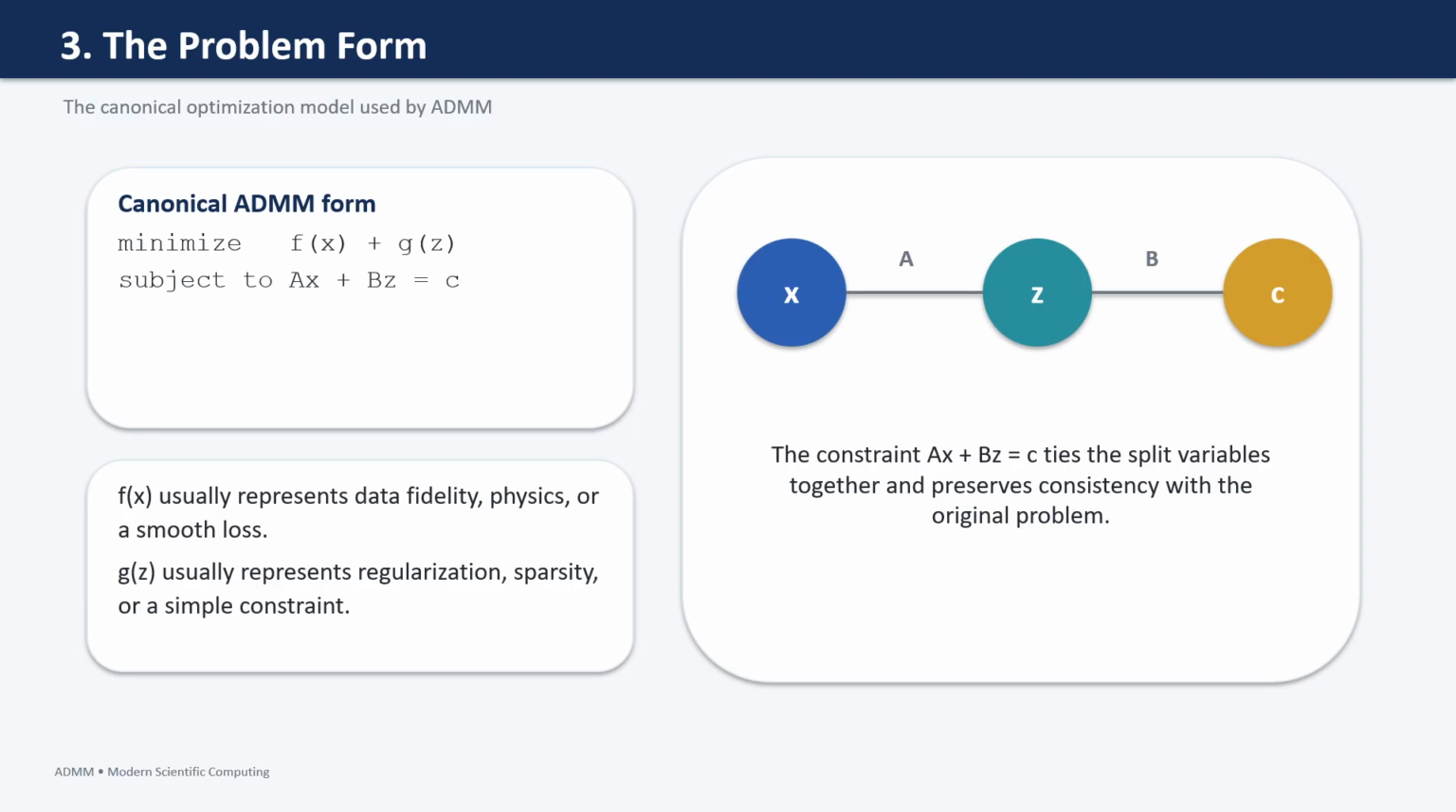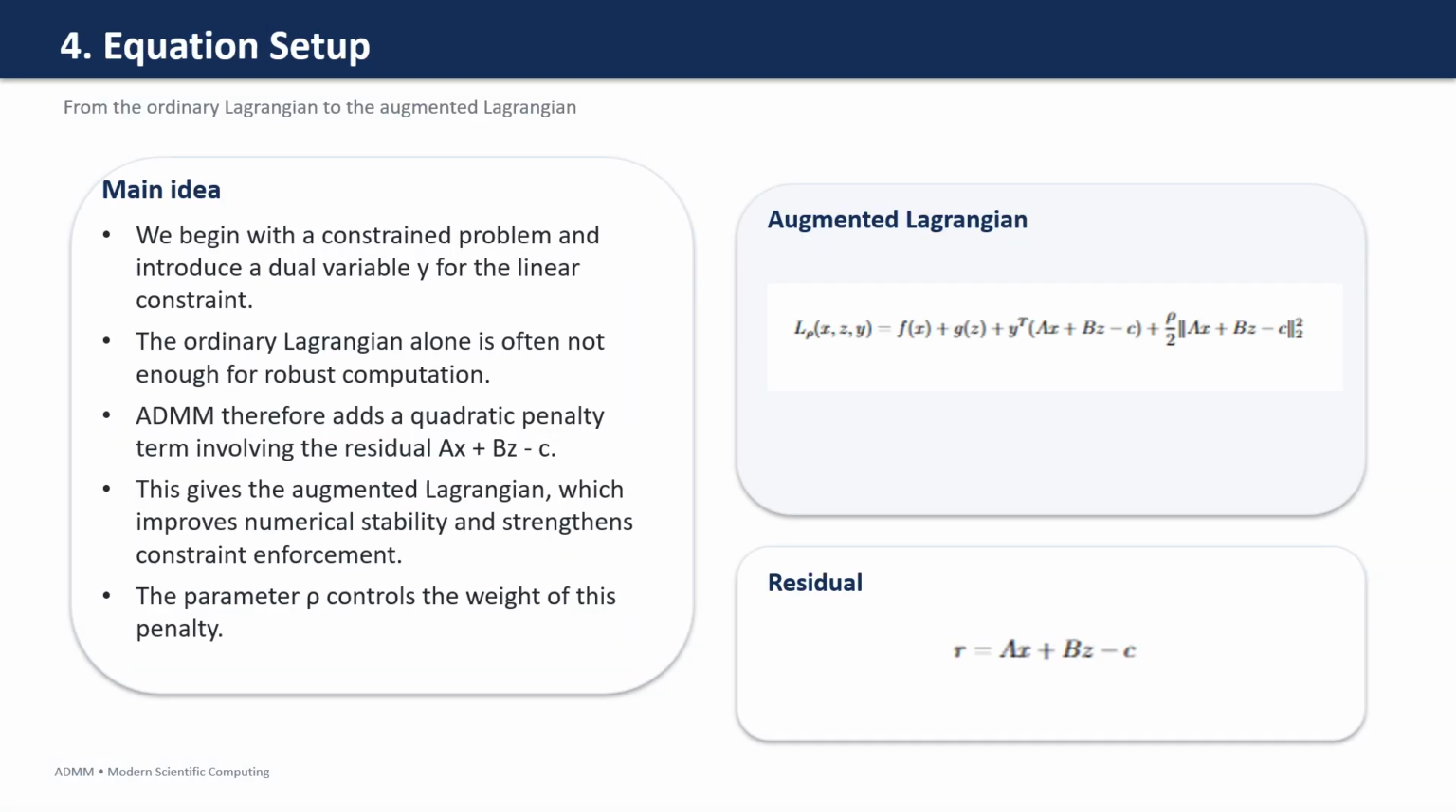And yeah, taking advantage of this form, ADMM is designed specifically to solve this kind of split constraint problem. So moving on to the equation setup. The basic idea, the way the equations of ADMM have been derived, is to start from the constraint problem, as seen in the general form before, minimizing f of x plus g of z.